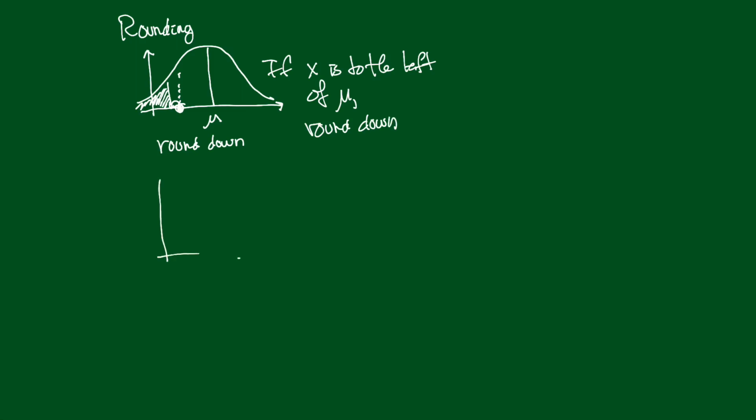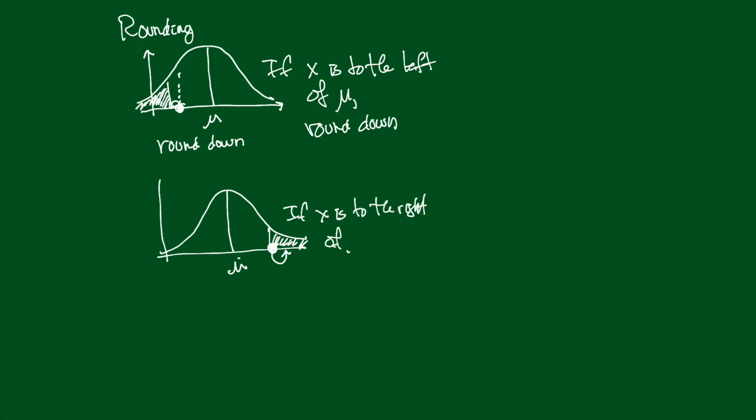Then, if you're doing something like what we just did, you want to be in the top 10% of your class or something. You want the top 10%. Now you're up here. So what are you going to do now? Well, now you want to be within the top 10%. So now you're going to be rounding up. All right. So if x is to the right of mu, round up.